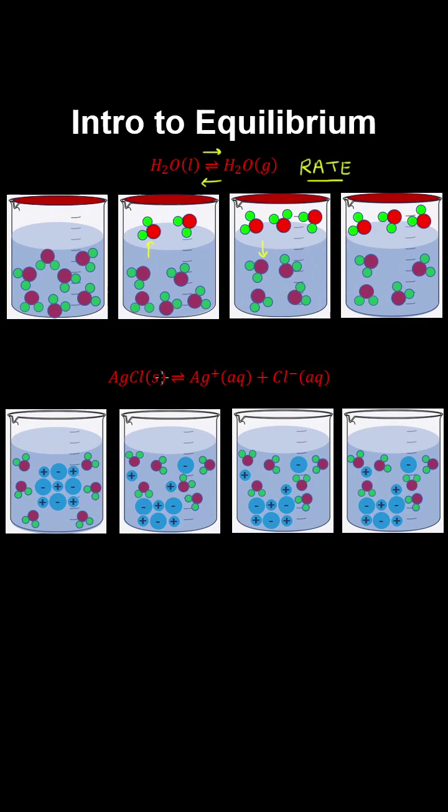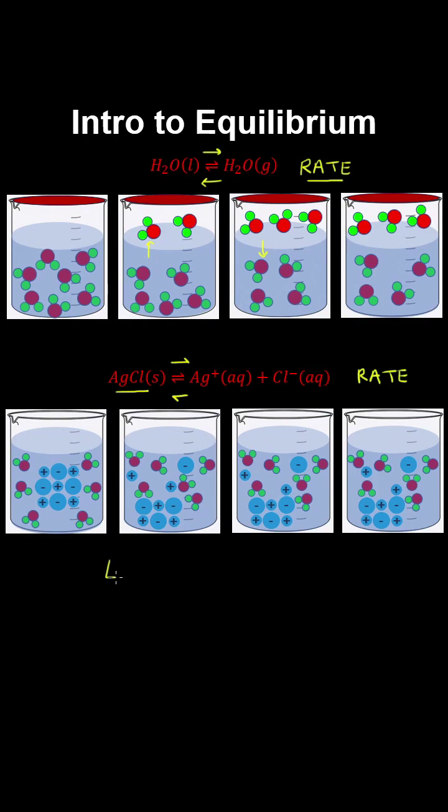Another example is a sparingly soluble salt. If you add excess silver chloride to water, then the solid dissolves, and at the same time the ions combine to produce an equal amount of solid. An equilibrium is reached when the rate of dissolution is equal to the rate of precipitation.